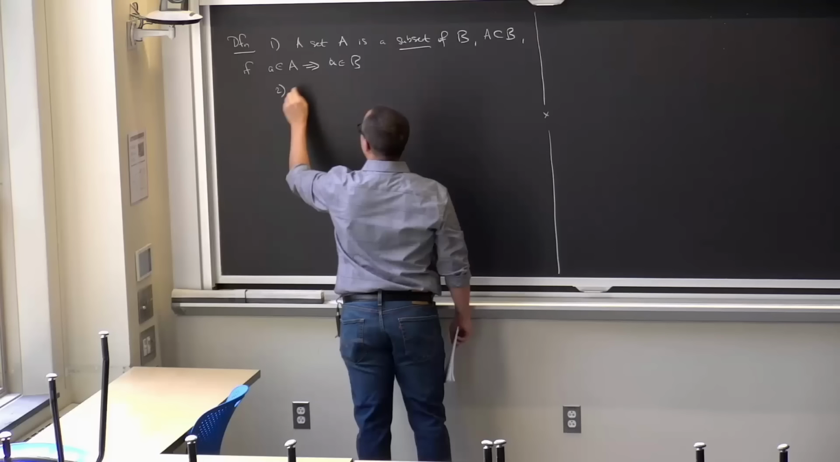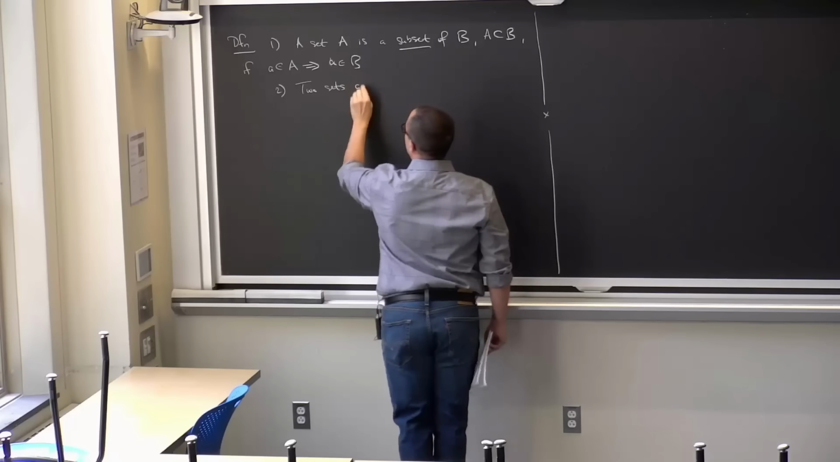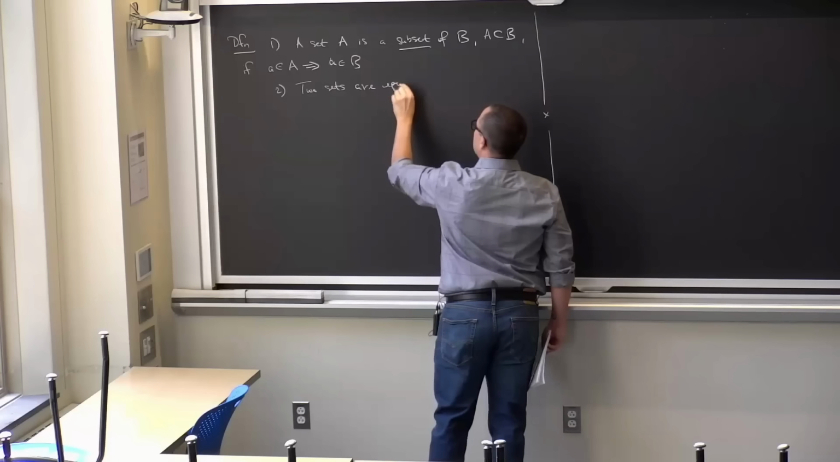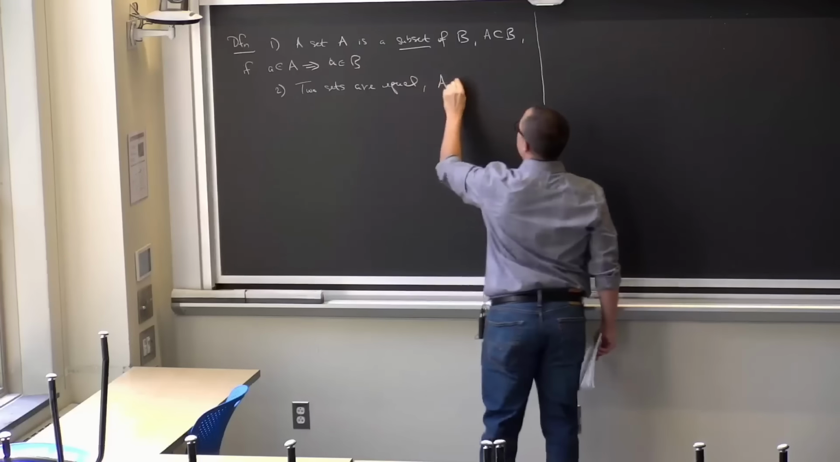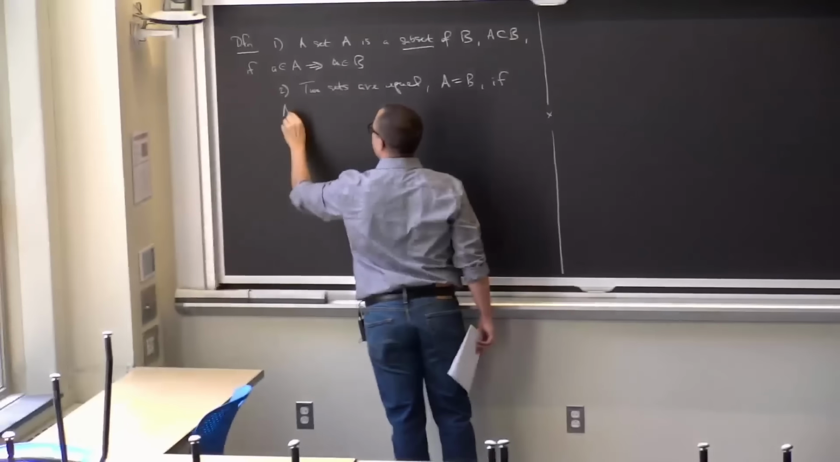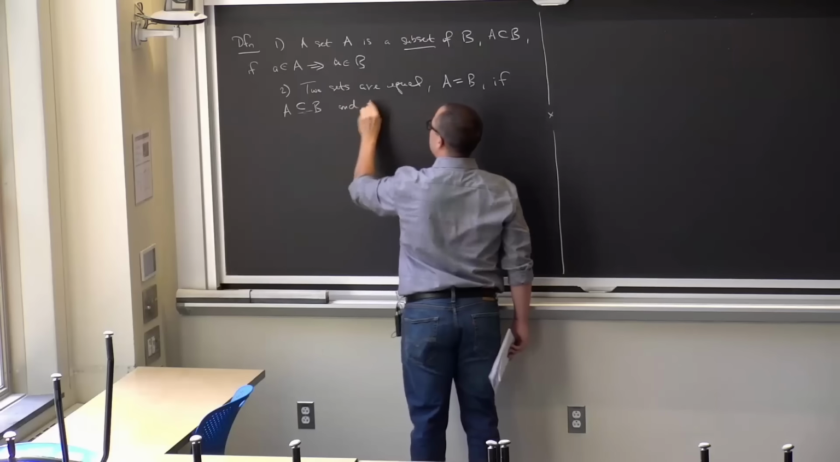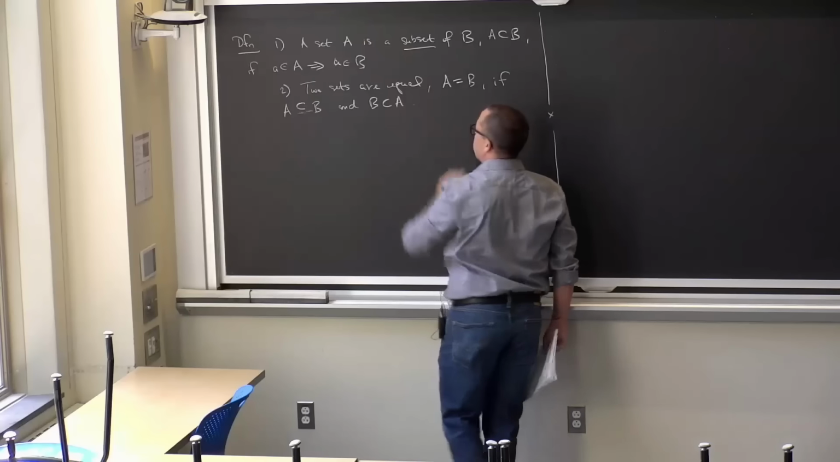So two sets are equal, and we write A equals B, if A is a subset of B and B is a subset of A.